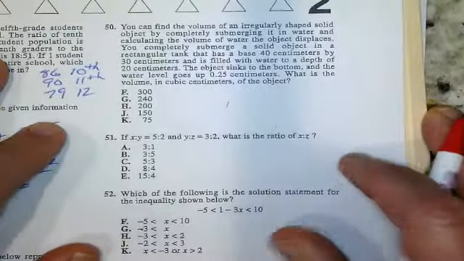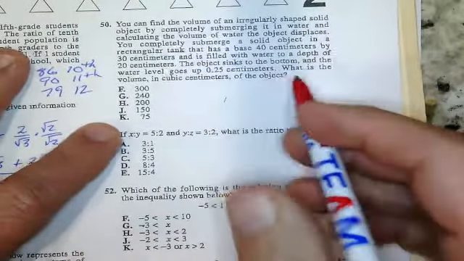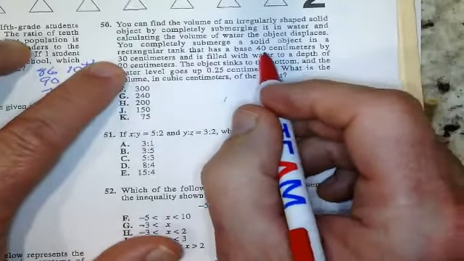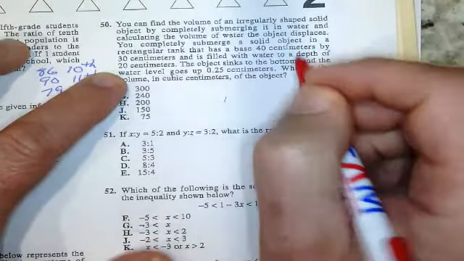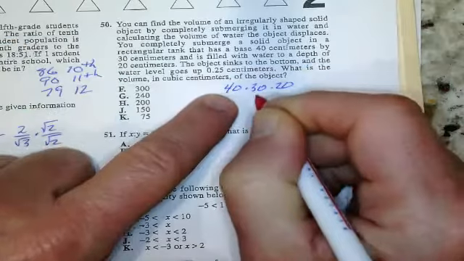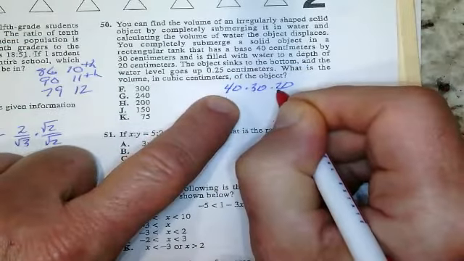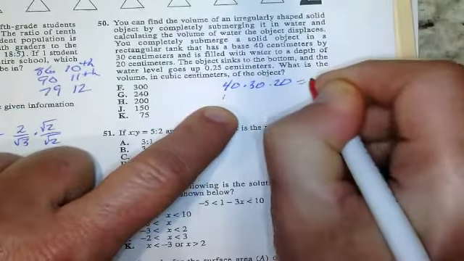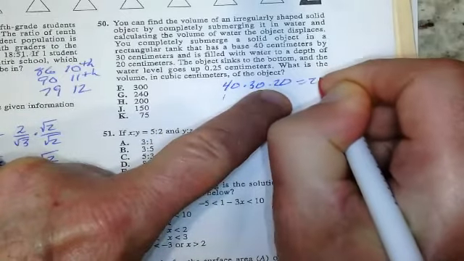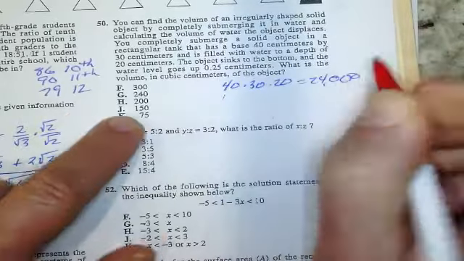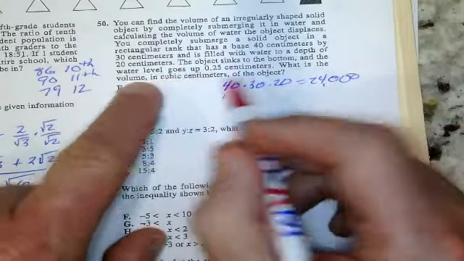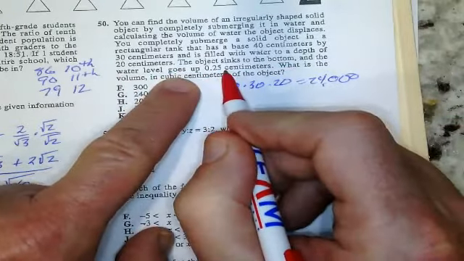Here we go, 50. Okay, you find the volume of an irregular shape solid. Anyhow, so we have a rectangular tank that is 40 by 30 by 20. It's filled with water. Okay, so that volume is 40 times 30 times 20. That's 1,200, and that's 24,000. So that's 4 times 3 times 2 is 24. And then we're going to have 3 zeros because of the 3 zeros there.